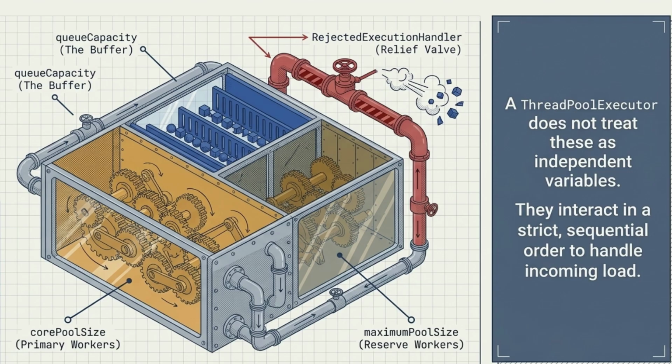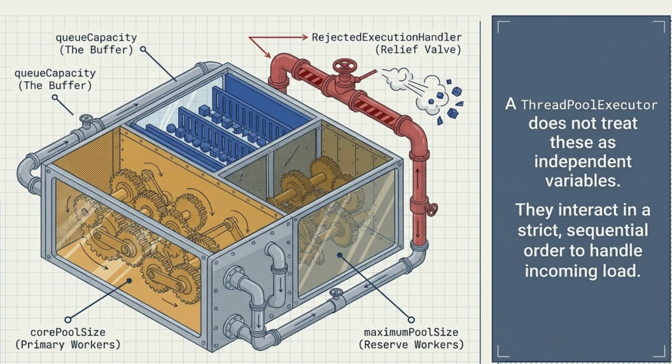Like core pool size, maximum pool size, and work queues. Precisely. And the most fundamental of those is the core pool size. This is your pool's normal worker capacity, basically your regular shift of cooks. Right, the base team. Exactly.